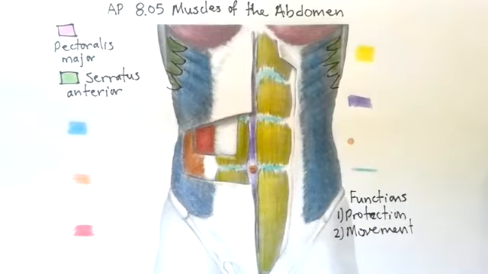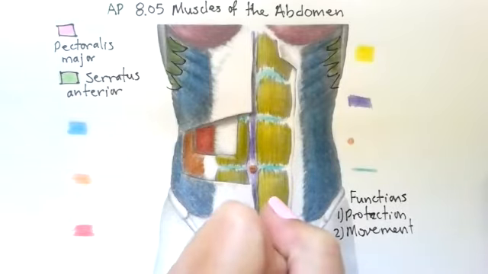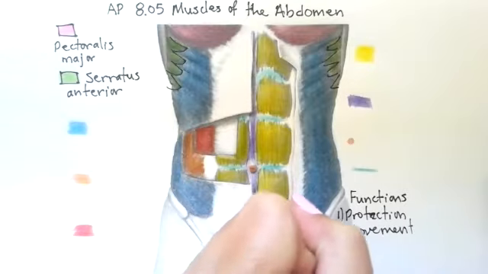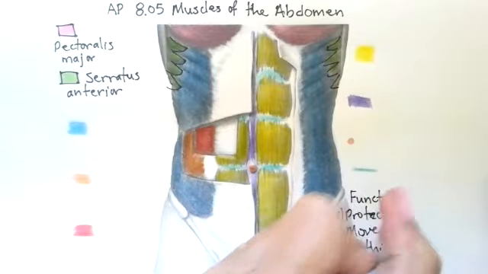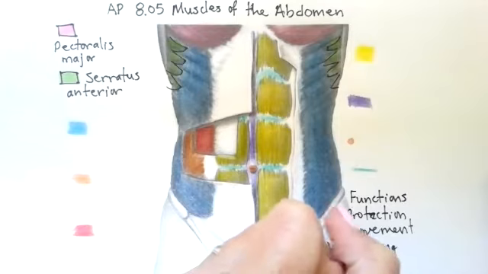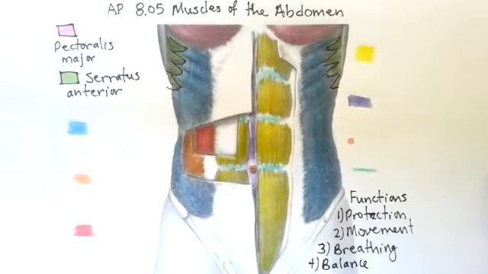The next function is movement, of course. It allows us to flex and bend. Another function that abdominal muscles have is breathing. So it is the movement of these abdominal muscles, in conjunction with the diaphragm, that allow us to breathe. One we don't always think about is balance. So our abdominal muscles help us to balance.